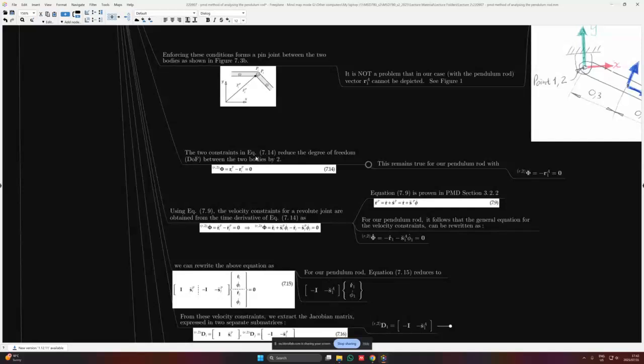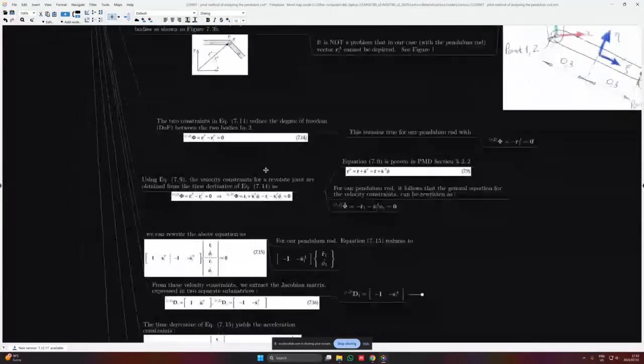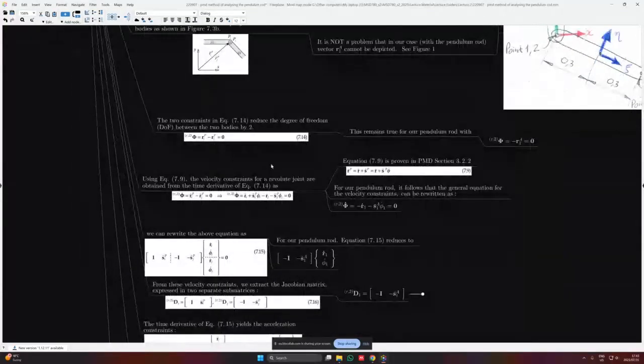Now, the two constraints in equation 7.14 reduce the degree of freedom between the bodies by 2. This remains true for our pendulum rod, where phi r2 is equal to minus r1a, and this is equal to 0. Now, using equation 7.9, the velocity constraints for a revolute joint are obtained from the time derivative. So we simply take equation 7.14 and we derive with respect to time.